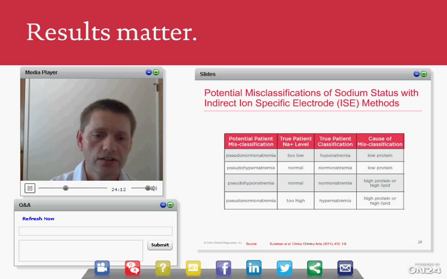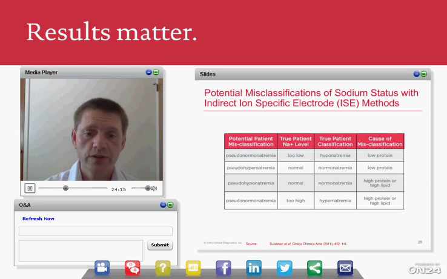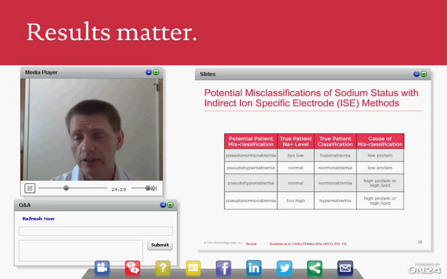In the case of pseudonormonatremia, the top one is definitely the most common. It's definitely the biggest concern with indirect ISE methods in my mind, and I'll explain why. Pseudohypernatremia can occur when you have low protein in a patient who has normal sodium values because of false elevation.